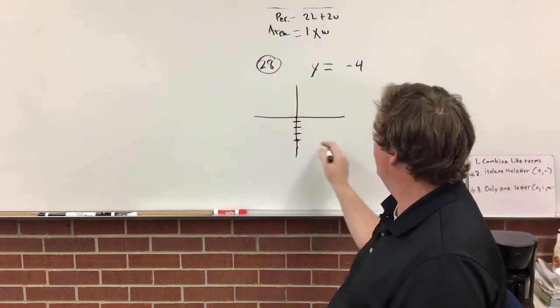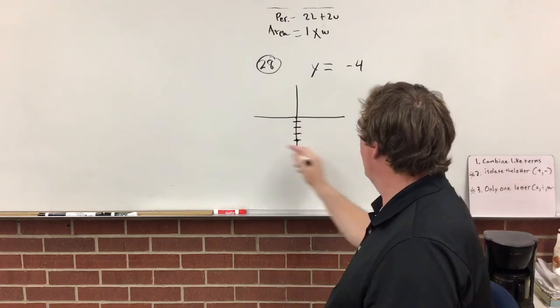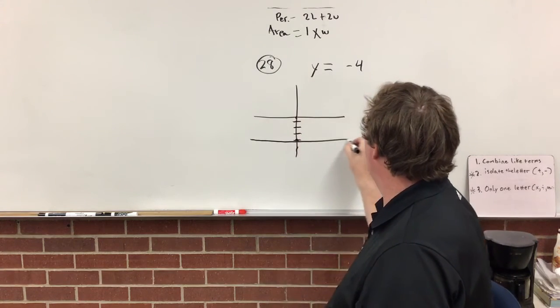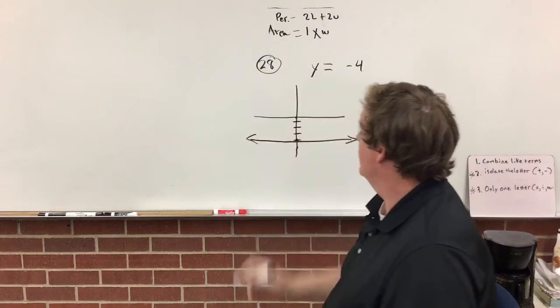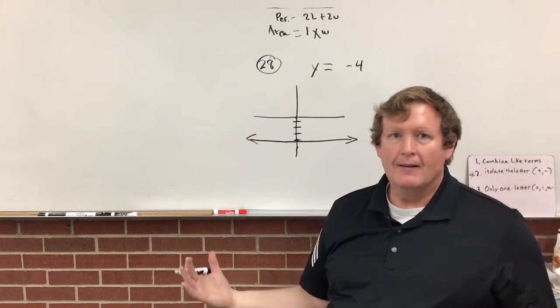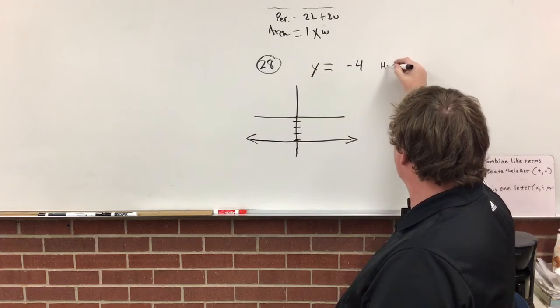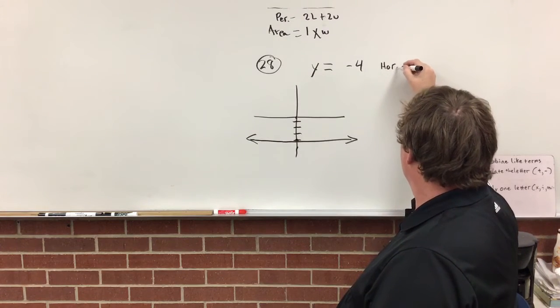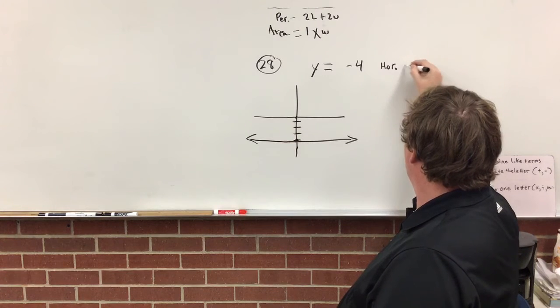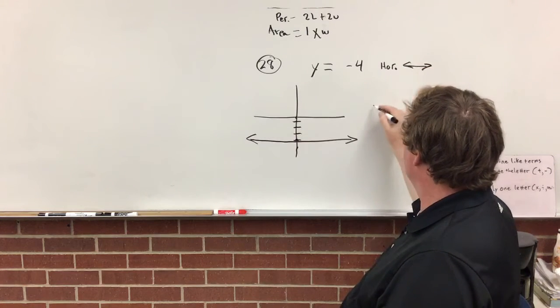If y is -4, we can have any x that we want. So we make a line going through -4. That's how you do that, okay? So y's going to have a horizontal line, okay? Horizontal line, side to side.